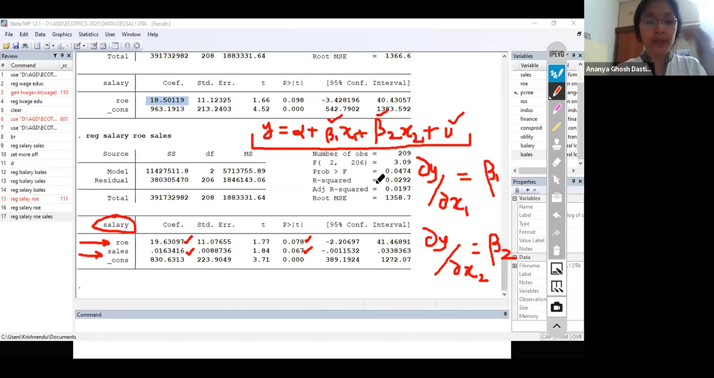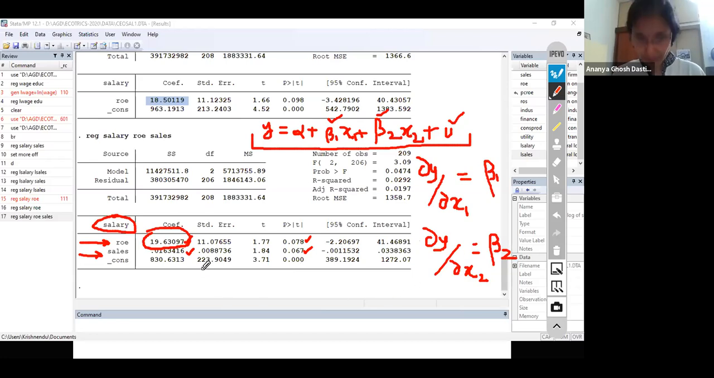I repeat, I will interpret beta 1 hat in the following way. Beta 1 hat is telling me, holding sales constant, if ROE increases by 1 percentage point, then the CEO's salary will increase by $19.6 thousand. Everything in this model is measured in terms of levels. There are no logs, there's no complication. So I will just interpret the results in terms of the units in which these variables are measured.